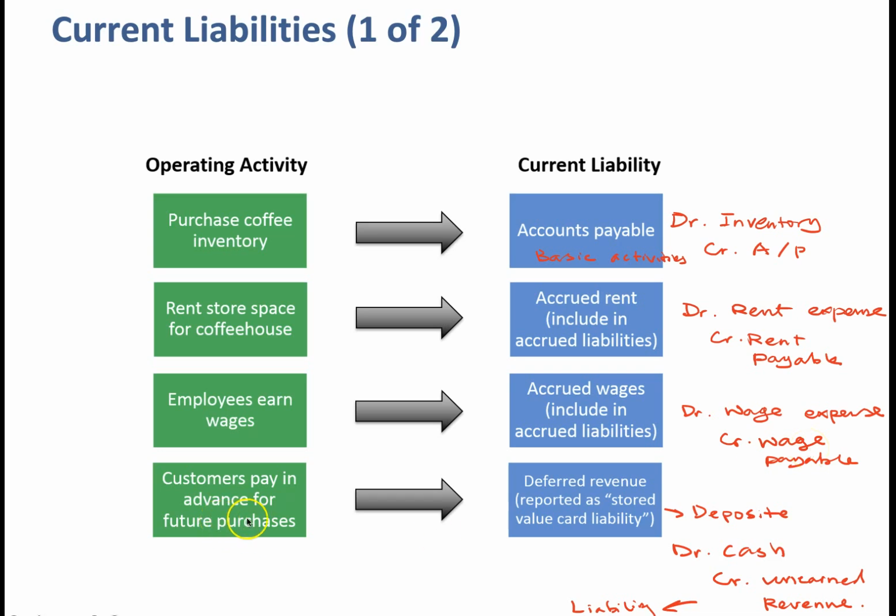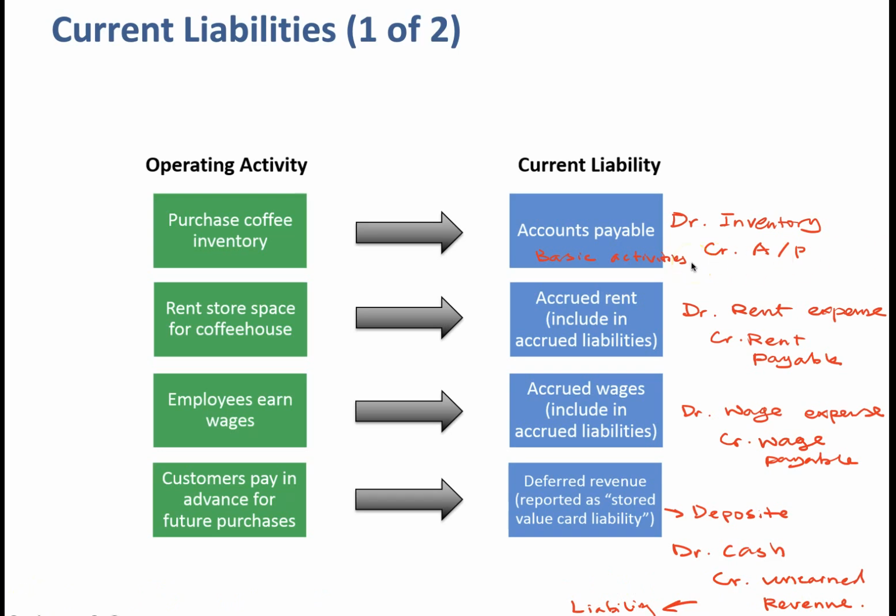Finally, a customer pays in advance for future purchases. If you remember, this is something called unearned revenue, because the customer pays in advance, and then the services are provided. So the company would debit cash when the cash is received from the customer and then credit unearned revenue or deferred revenue. Now, unearned revenue, although it has revenue in its name, is not a revenue account. It is a liability account.